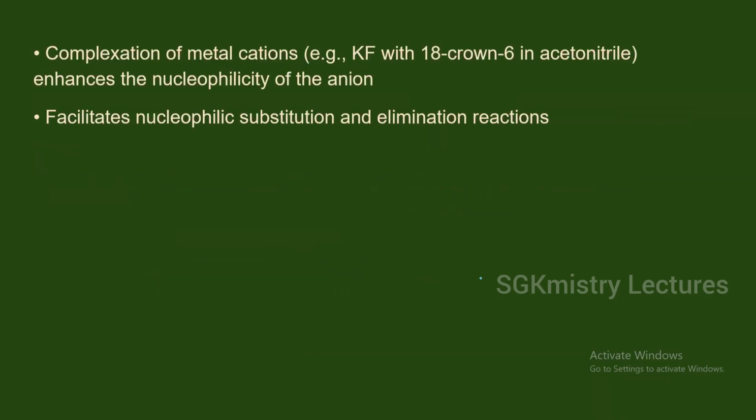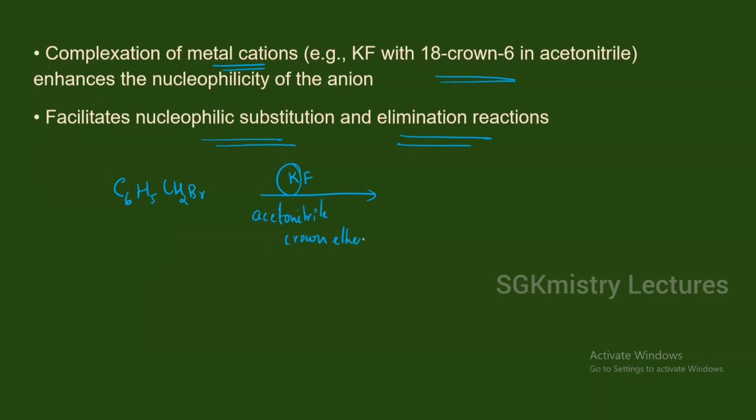Next, suppose you're talking about the complexation of the cation of salts with 18 crown 6 ethers. It enhances the reactivity of its anions for nucleophilic substitution and also elimination reactions. So let us look into the examples. So C6H5CH2Br on reaction with KF. So here complexation of the metal cation takes place. K plus will complex with the 18 crown 6 in acetonitrile. So here let me write acetonitrile. And I've taken the crown ether, that is 18 crown 6.